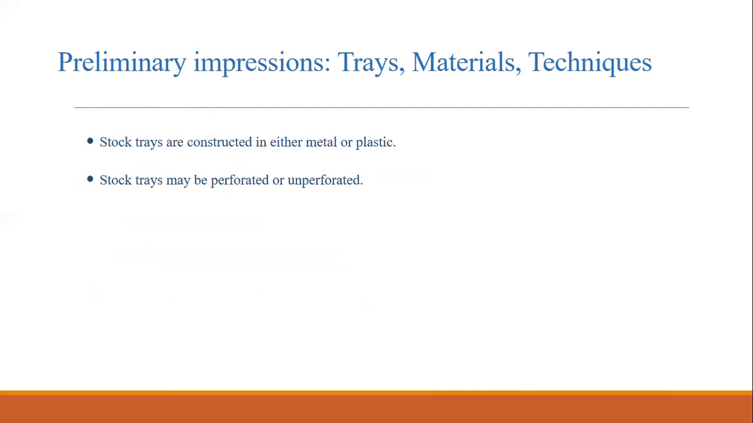What we use to take an impression, again, we will use trays. We have stock trays. Stock trays are ready-made trays. So they are constructed in either metal or plastic. Stock trays may be perforated and non-perforated. They are found on the stock market. You can find them everywhere. So they are not customized to my patient, so I will take with them a primary impression only.